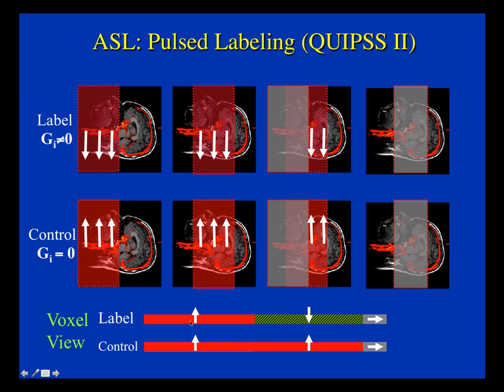So you could see that the difference in signal that we get from the label and the control images is due to the change in magnetization during this period. During the labeling, it's inverted. During the control period, it's not inverted.